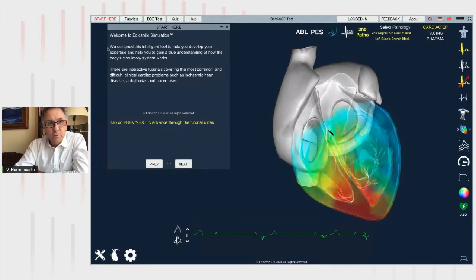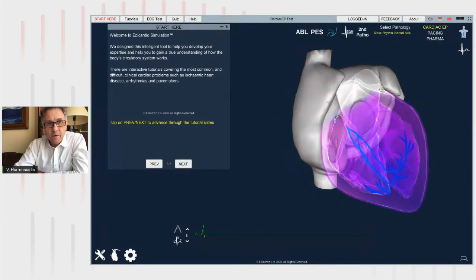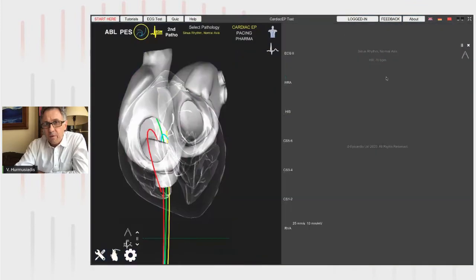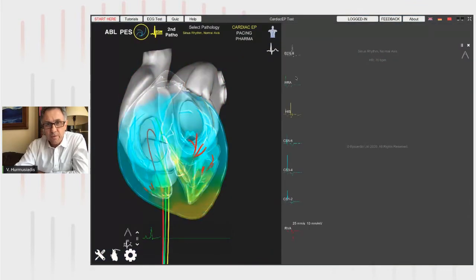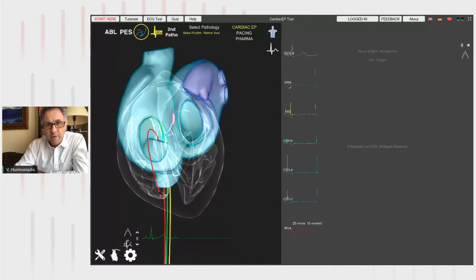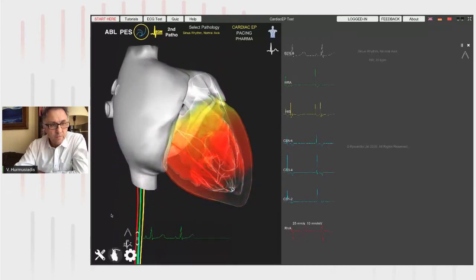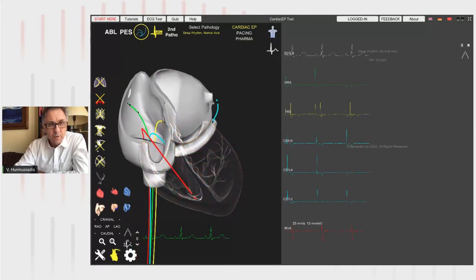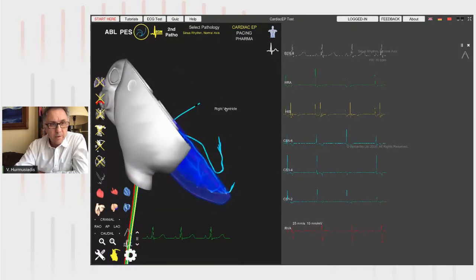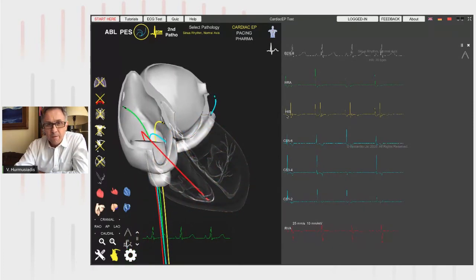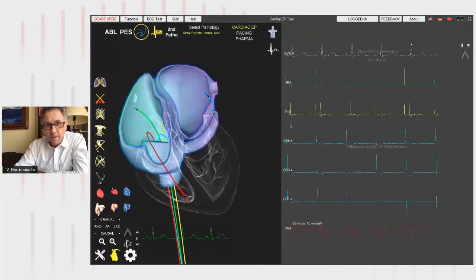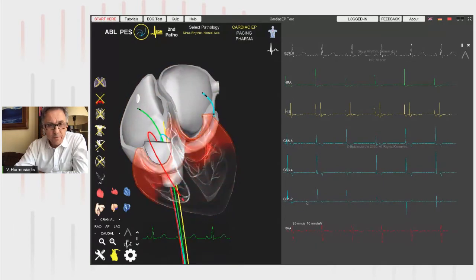Now, a bit further, let's go back to normal, still in cardiac EP. We can introduce some default intracardiac catheters, and we can record EGMs. So these are the electrograms from the HRA, the green one. Let's look at the cross-section again. The green one is the HRA on the right atrium. The yellow is the bundle of His. The red is the right ventricle apex, and we have 3 on the coronary sinus.